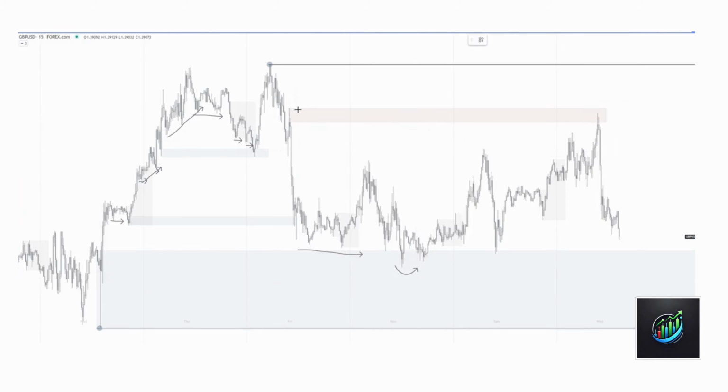So what we can see is we have this supply zone. It's really the only supply zone that we've seen in this overall range that's been created on the 15-minute chart. It's what's created a break of structure. What we can see is we have a demand zone.